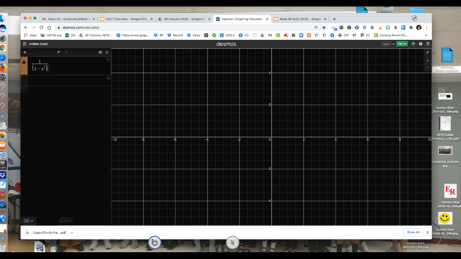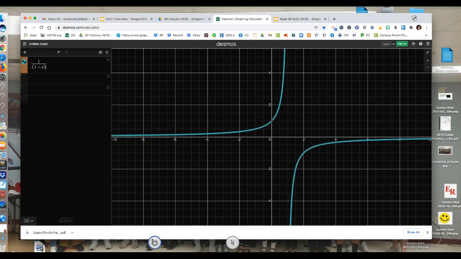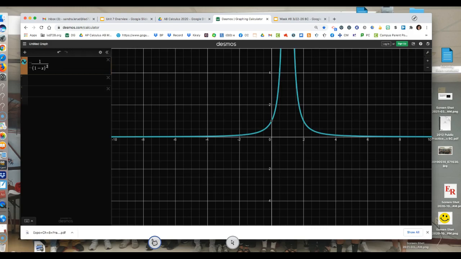So let's do to the second. Why didn't it graph anything? Yes, ma'am. Let me try it one more time. 1 divided by parentheses 1 minus x, close it, to the second. There it is. All right?